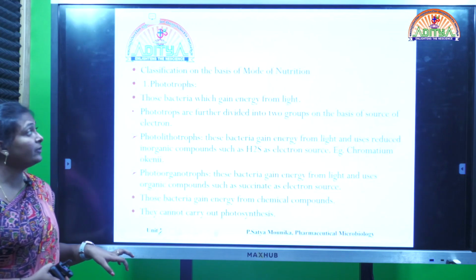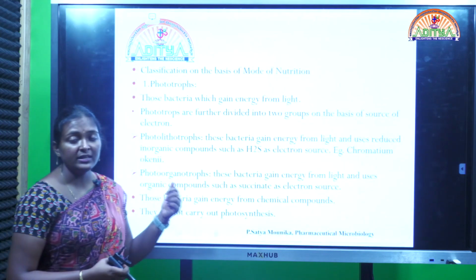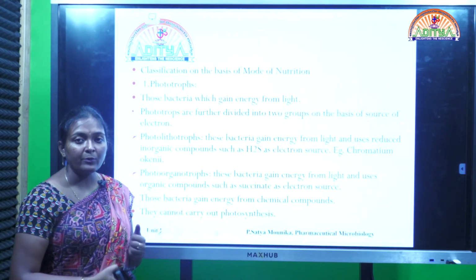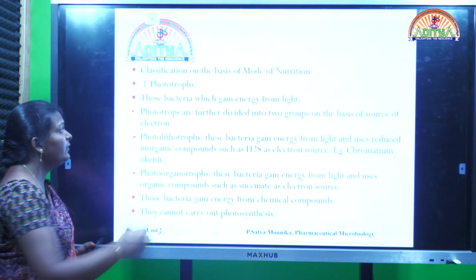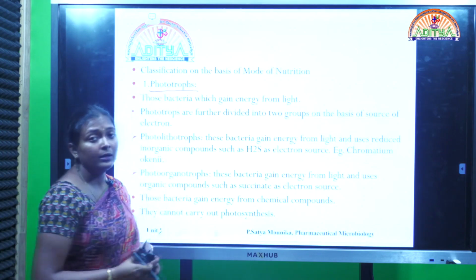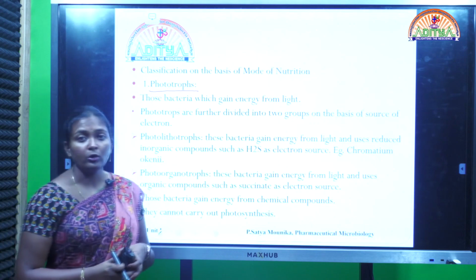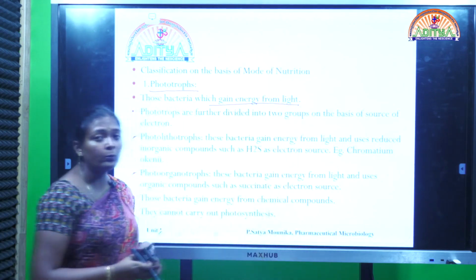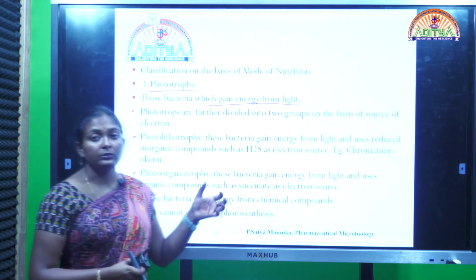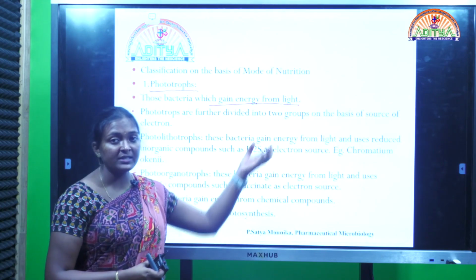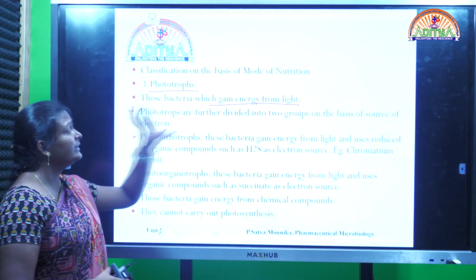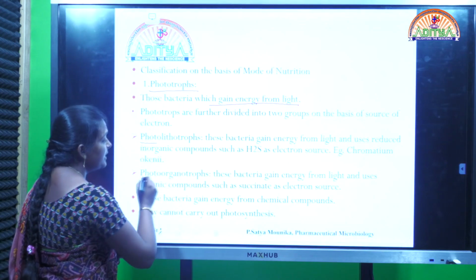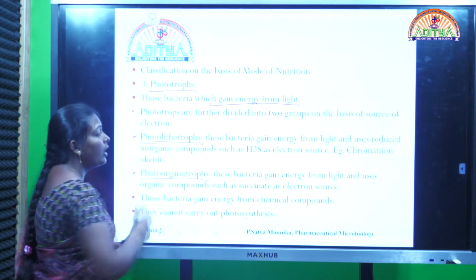Now coming to the next type of classification, this type of classification is completely based on the mode of nutrients that particular type of bacteria are taking. So here we will observe the first class of bacteria as phototrophs, and in the phototrophs you will observe that the bacteria are gaining energy, that means they are obtaining their nutrients from the sunlight. And again in these phototrophs we would observe two types of subclasses. One is photolithotrophs and the other one is photoorganotrophs.